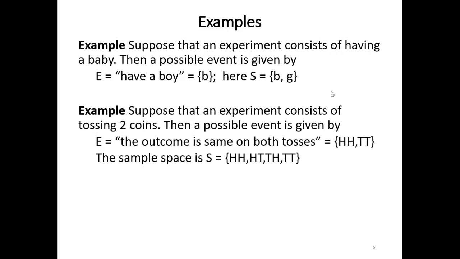As a second example, let's suppose that an experiment consists of tossing two coins. Then a possible event would be that the outcome is the same on both tosses. So we could identify our event E as being the outcome HH for two heads and TT for two tails. So this would be an event, and let's say the sample space consists of all possible outcomes here, where we're sort of implying that order is important. So we get HH, HT to be thought of differently from TH, and then TT.